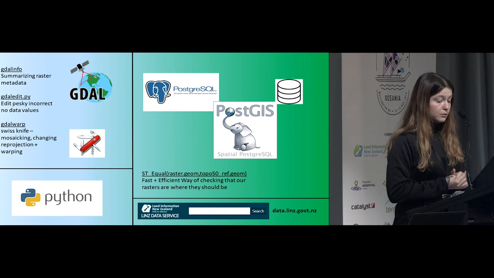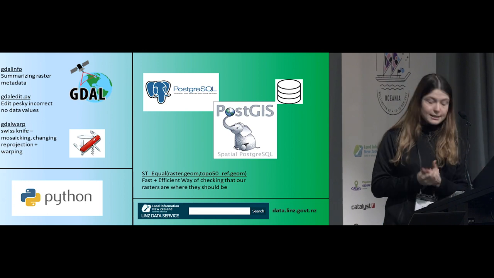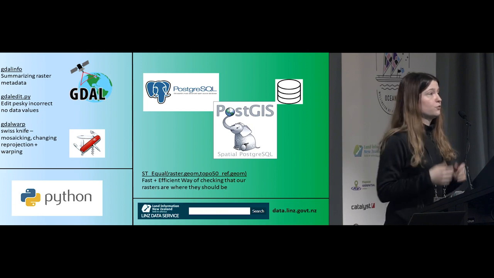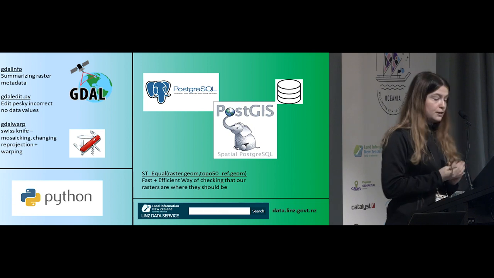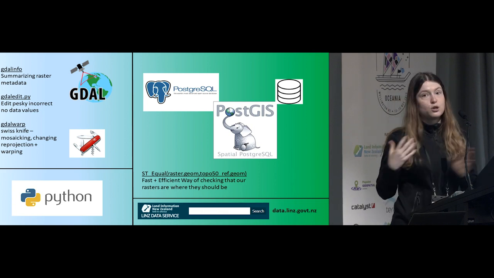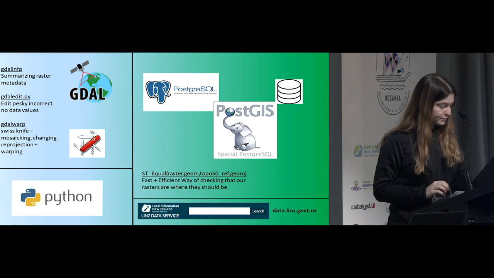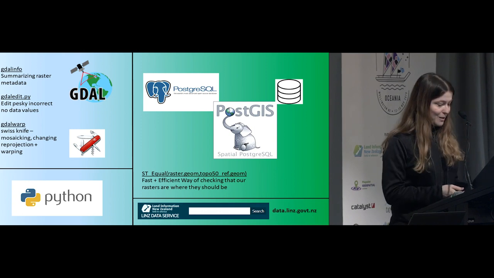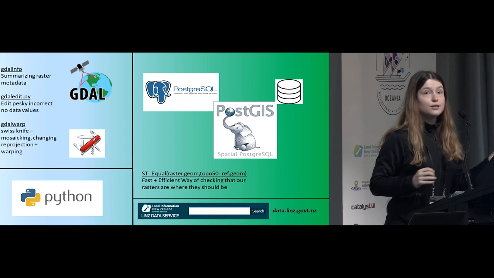We use GDAL, specifically gdalinfo, gdal_edit, and gdalwarp, to inspect our raster data, that is a single banded gridded ASCII file or a GeoTIFF file. We also use GDAL to change file formats, to change our nodata value if needed, and to mosaic our rasters together.